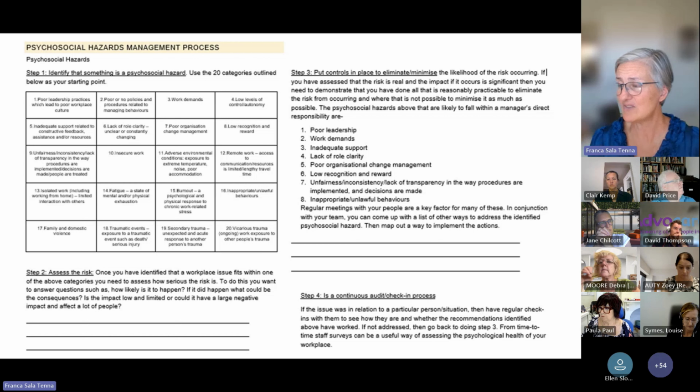And then step 4 is your checking and your continuous audit. If it hasn't been resolved from doing step 3, then the manager has to go back to step 3 because it didn't work. You've got to keep on doing it until it does. And if it is working, then you're also meeting with them regularly to check in. Is there anything else? What's shifted? What's changed? How are they ticking along?